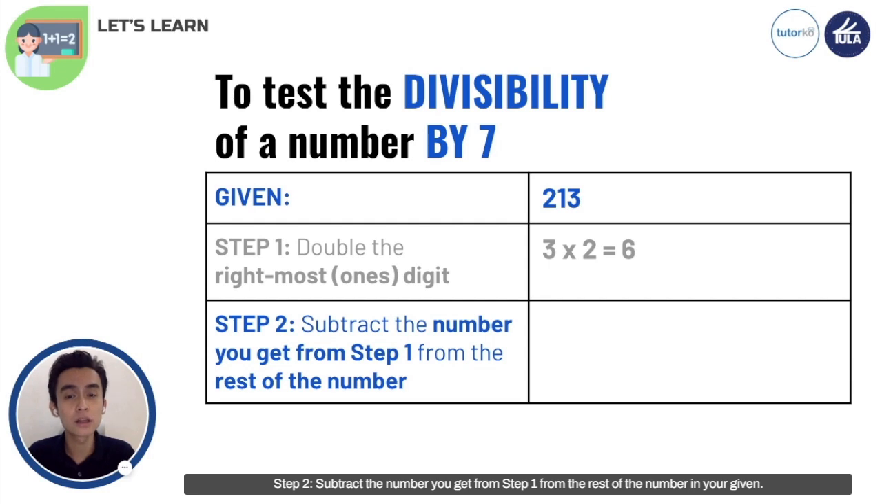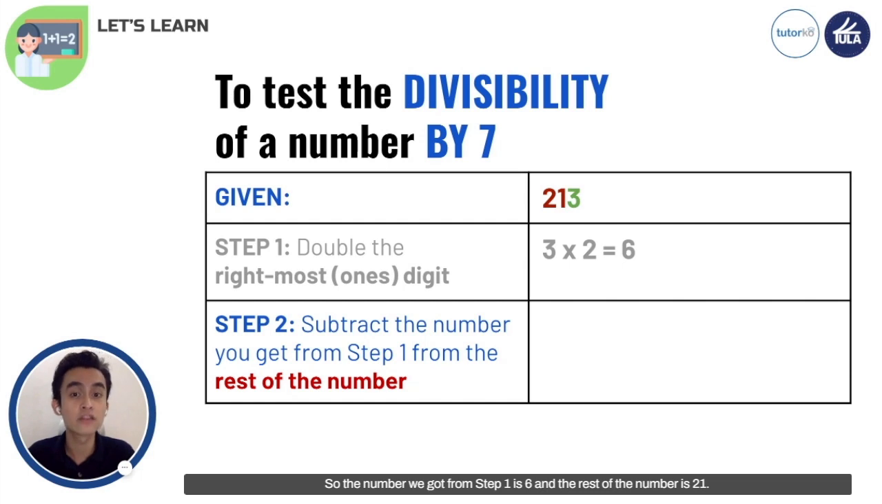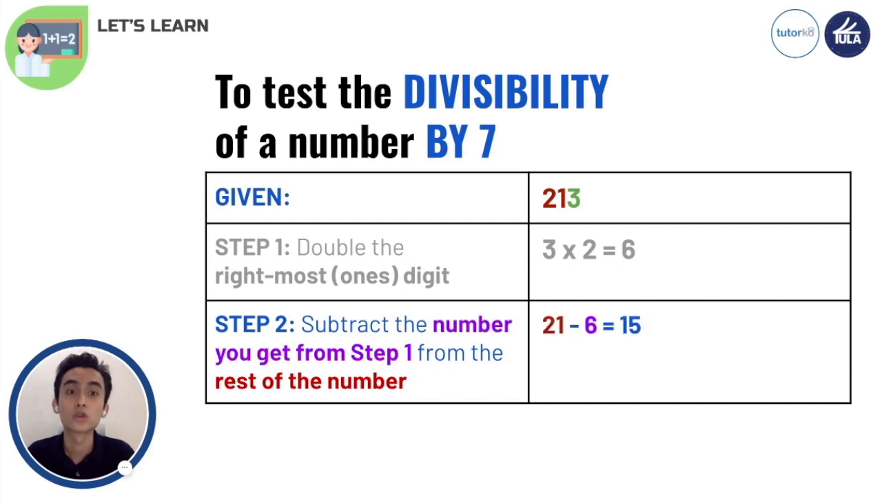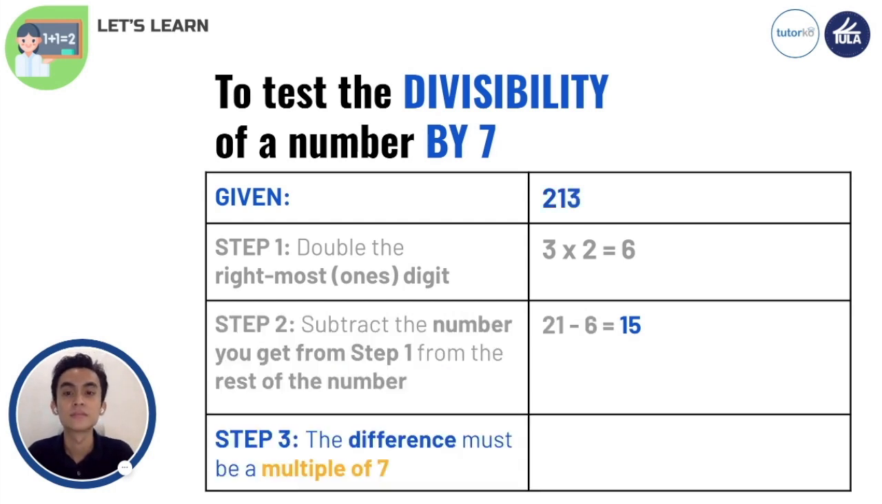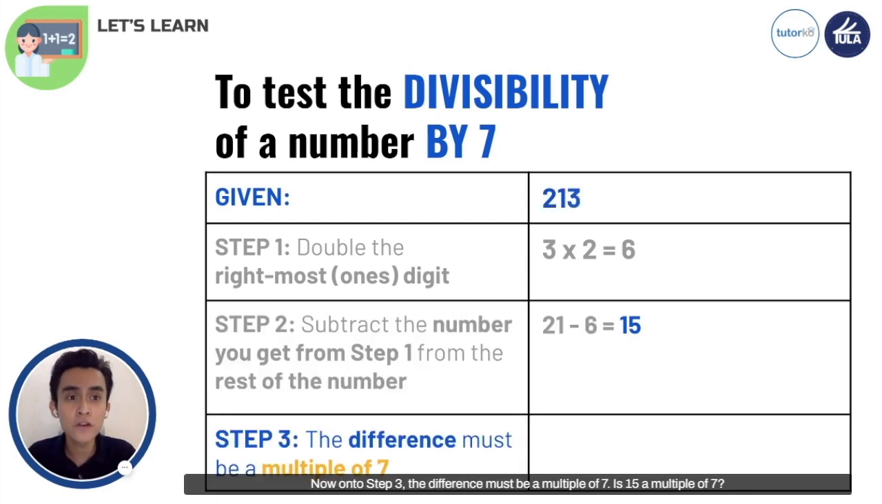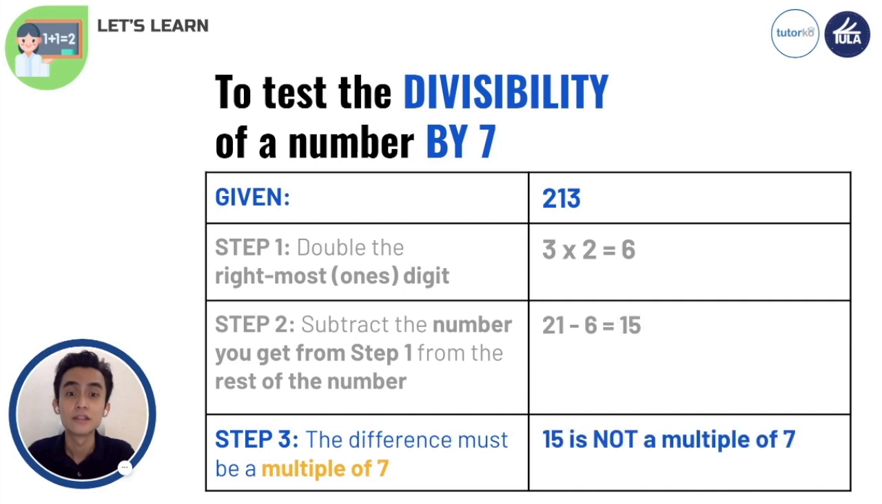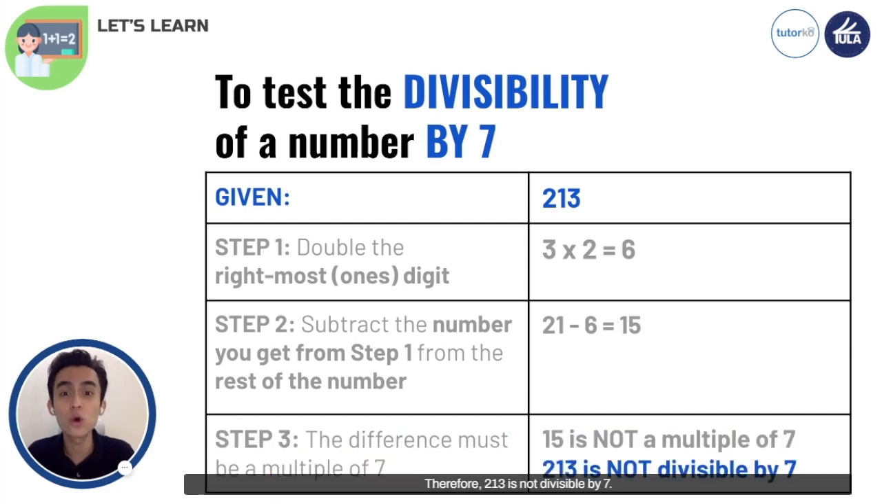Step 2, subtract the number you get from step 1 from the rest of the number in your given. So the number we got from step 1 is 6, and the rest of the number is 21. 21 minus 6 will give us 15. Now on to step 3. The difference must be a multiple of 7. Is 15 a multiple of 7? No, it is not. Therefore, 213 is not divisible by 7.